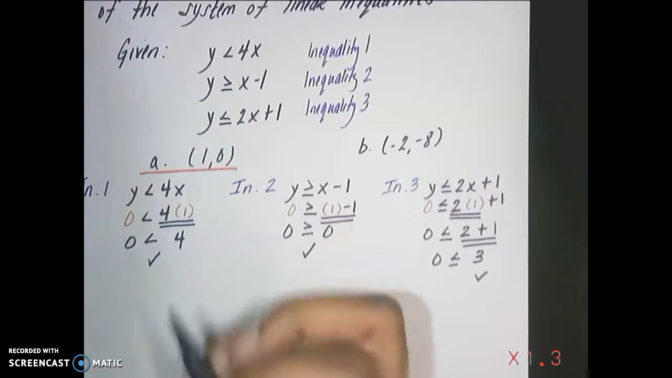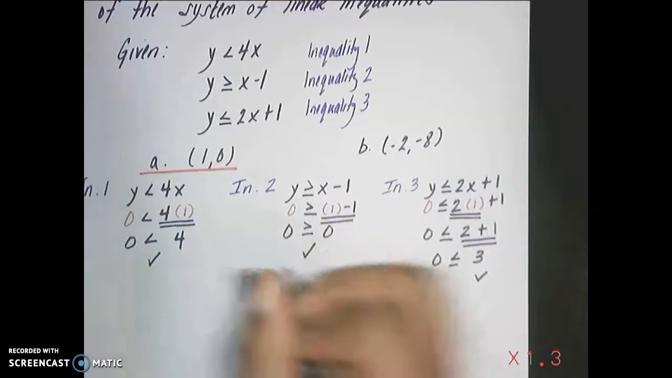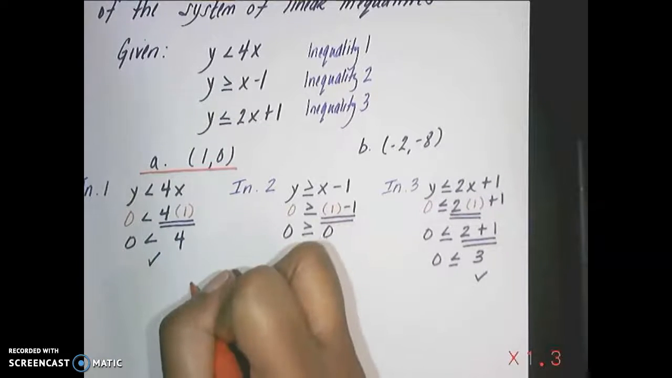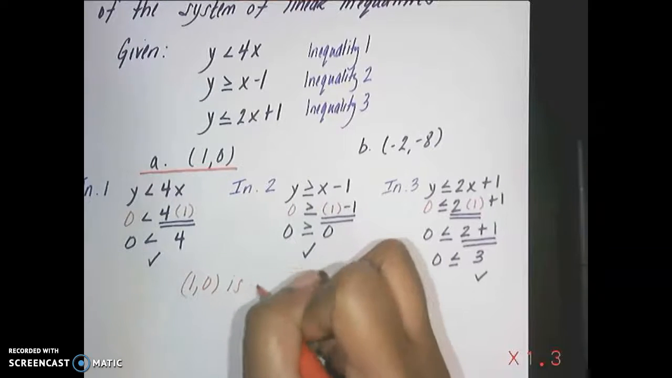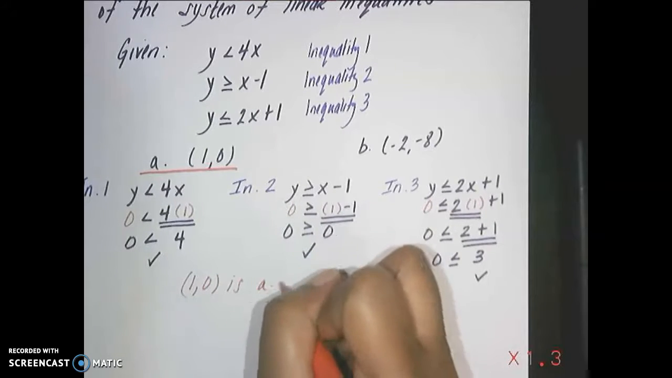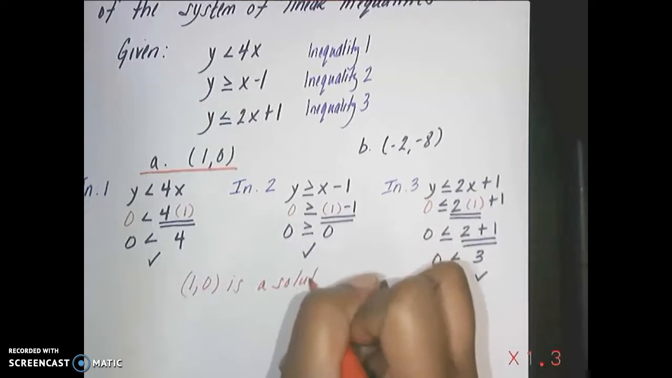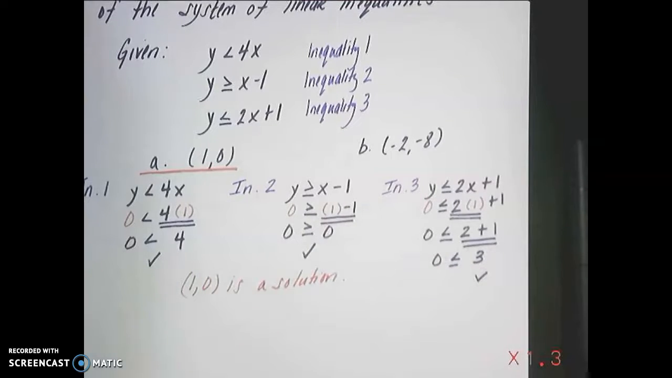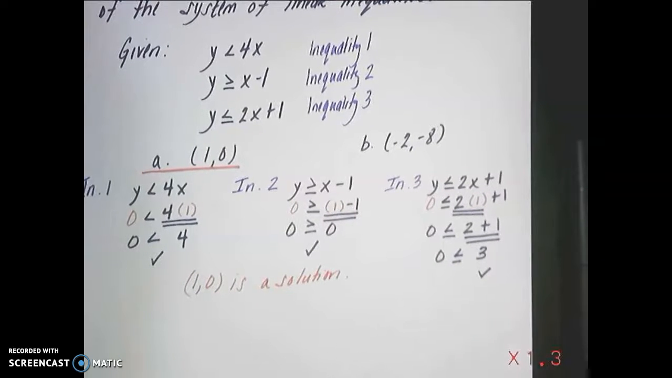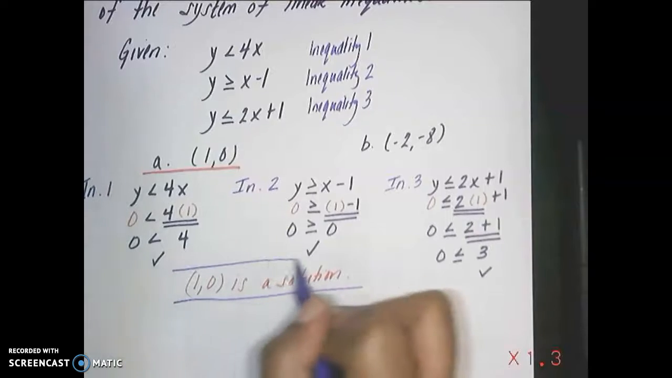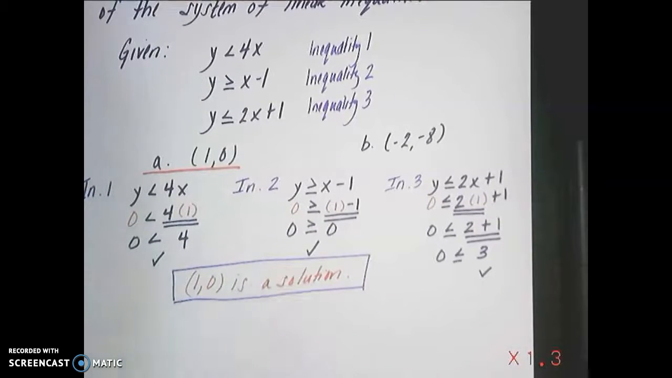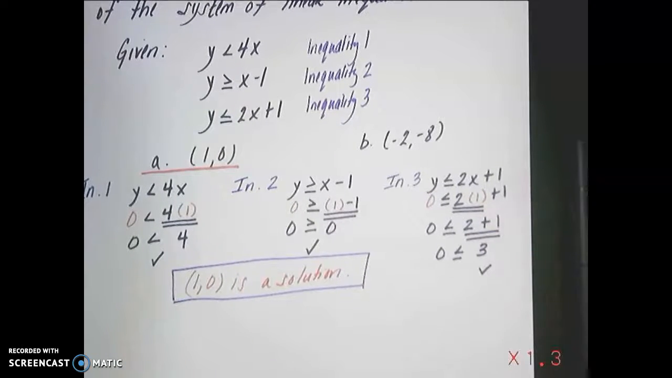So I'm going to just make a note of that and say the point (1, 0) is a solution to our system of linear inequalities. Okay, so this is true. It worked in all three cases. Now what I want to do, I have this next point here, which is (-2, -8).